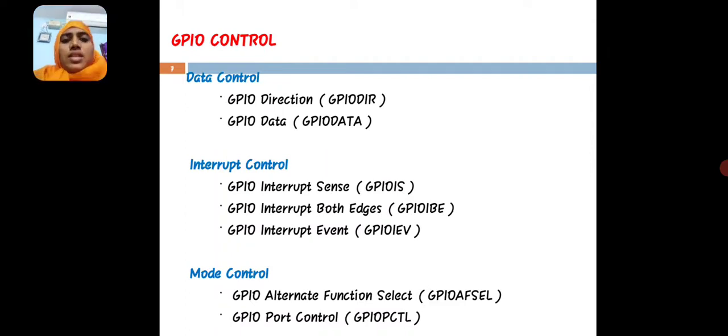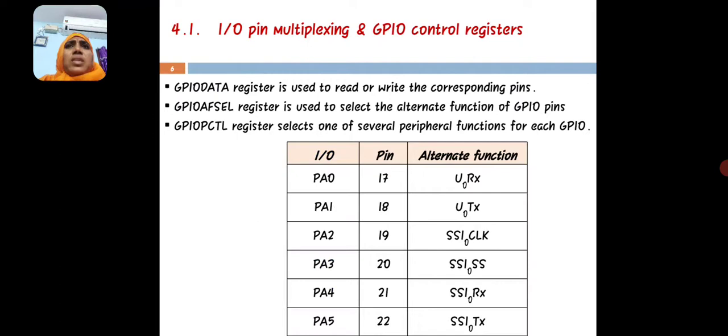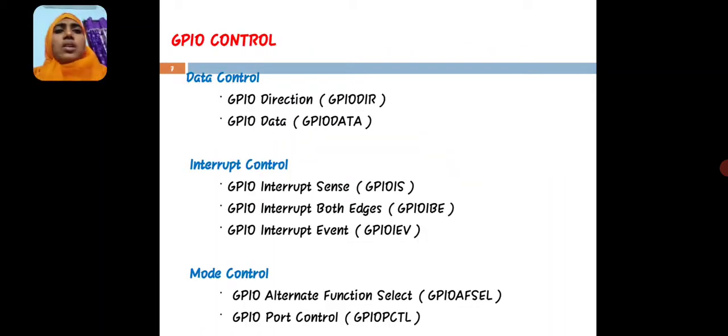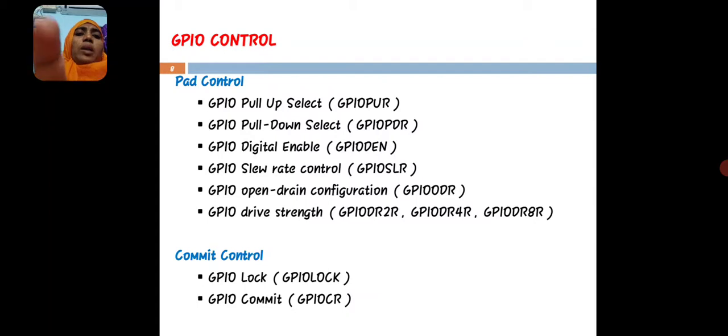So that is about I/O multiplexing. It means each pin will have two functions, not a single function; we have two different types of functions. Now these are the GPIO control registers. A GPIO control register will give the information of different functions. We have mainly 5 types of control registers: data control, interrupt control, mode control, pad control and commit control.